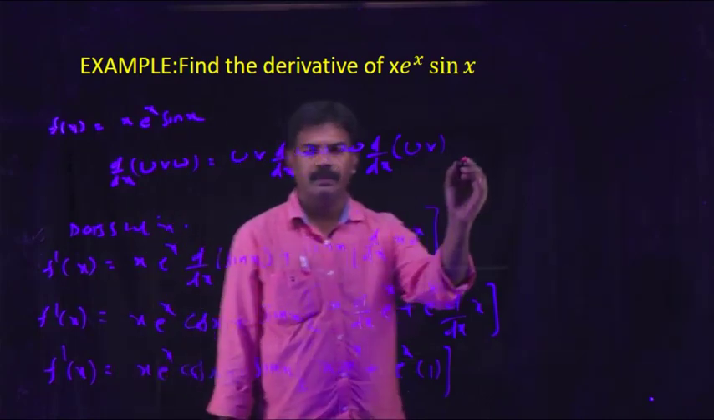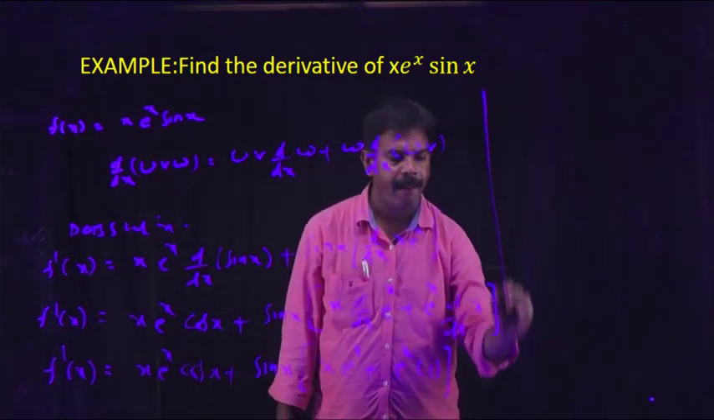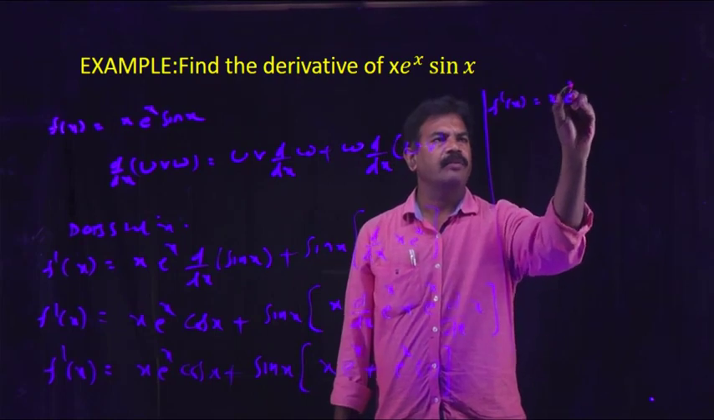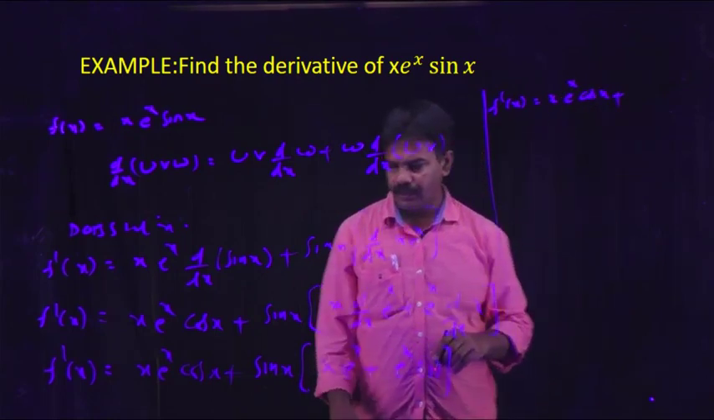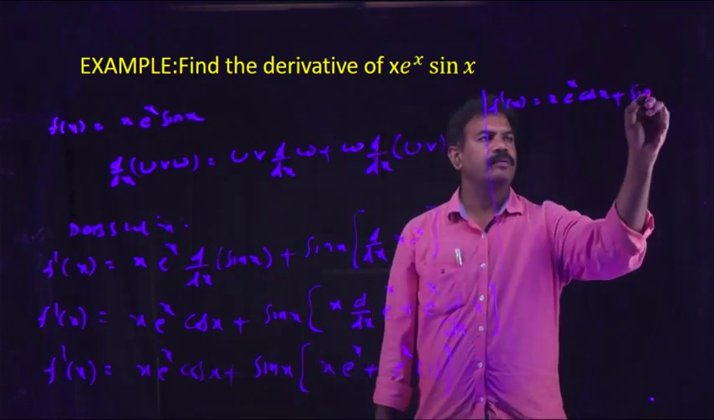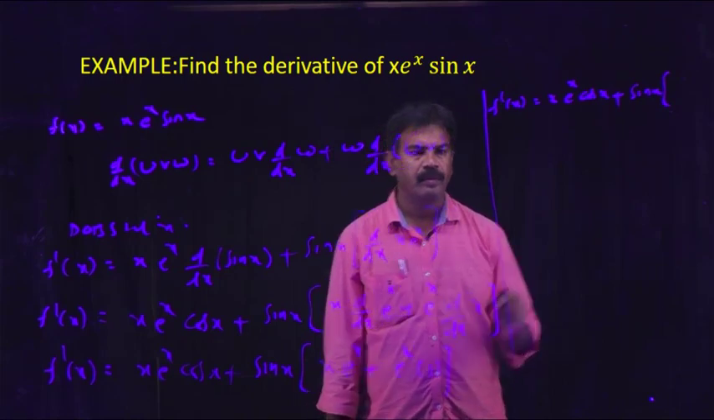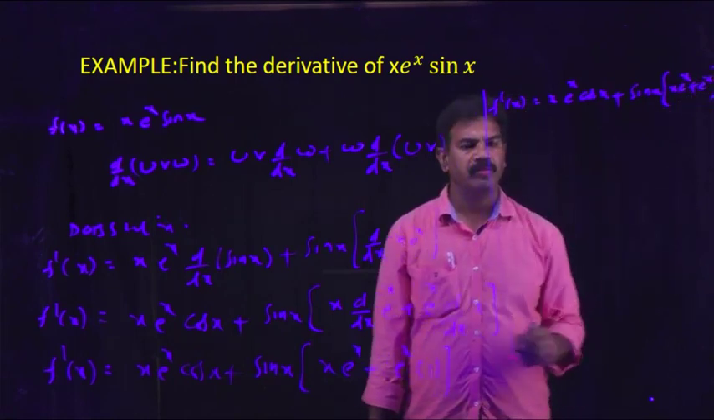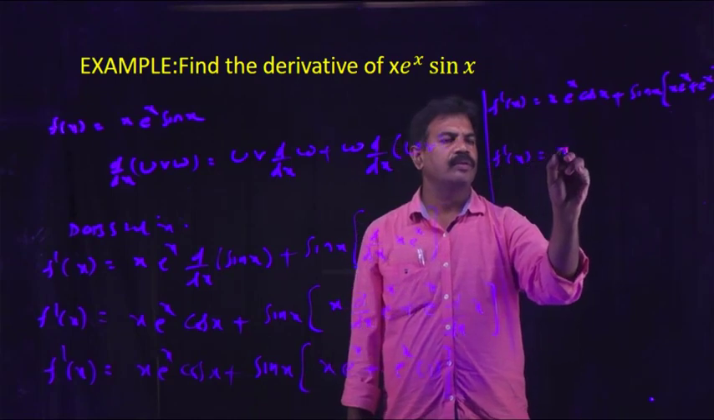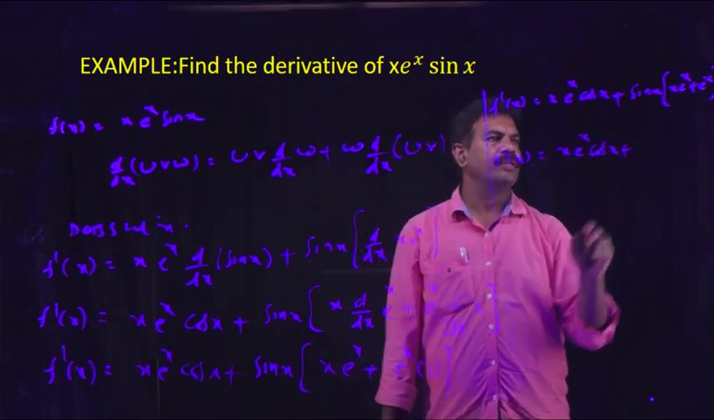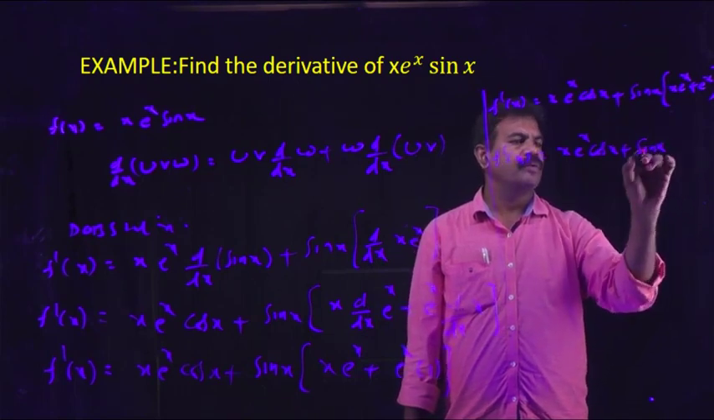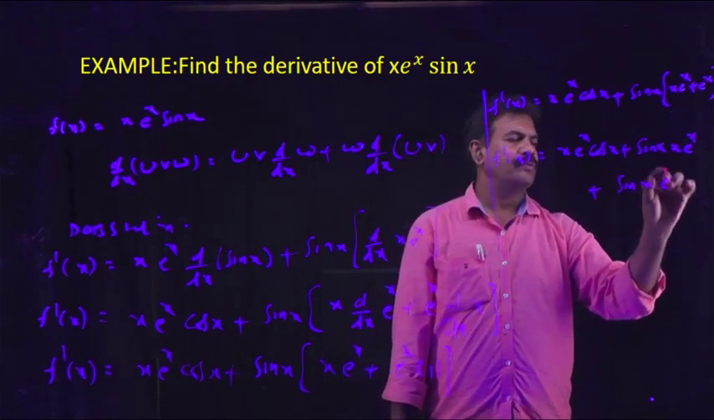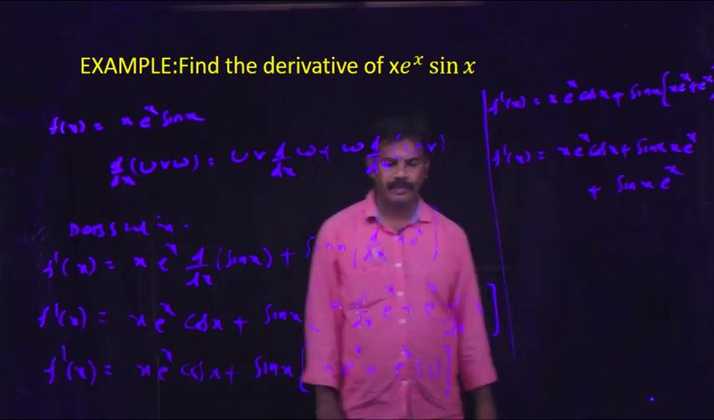That is f'(x) is equal to x into e power x into cos x plus sin x into x into e power x plus e power x. f'(x) is equal to x into e power x into cos x plus sin x into e power x plus sin x into e power x. This is the solution for the example.